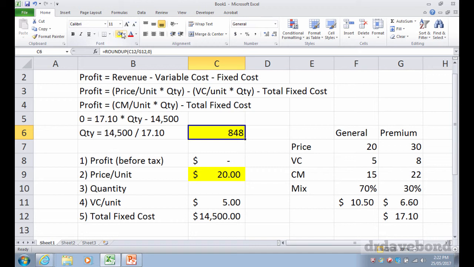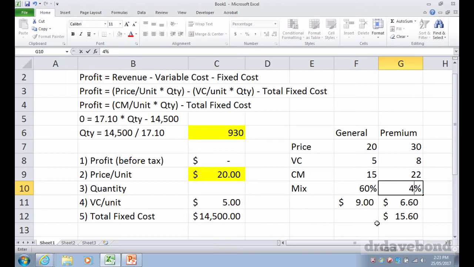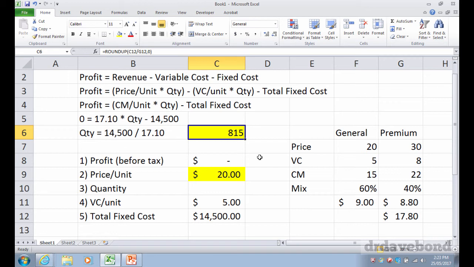If we shift from here to here, we're selling more of the higher contribution margin units. It means our weighted average contribution margin has increased. If our weighted average contribution margin has increased, it means for every sale we make, more is going against our fixed cost, which means we're paying that off quicker. So we can see that happen. We had 848, keep that in mind, and we changed that to 60-40. It doesn't go down by much, but it goes from 848 to 815. So we have to sell slightly fewer tickets if our assumption changes.